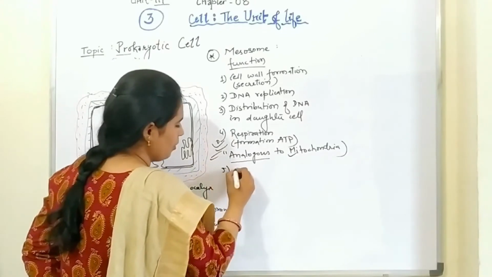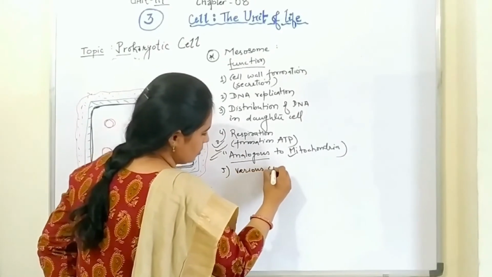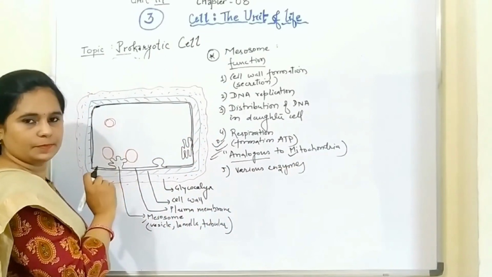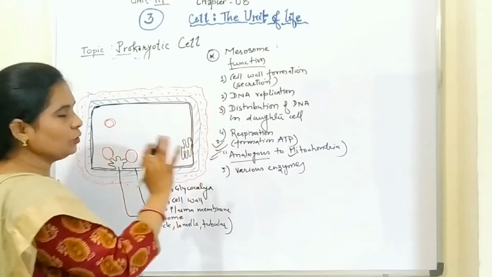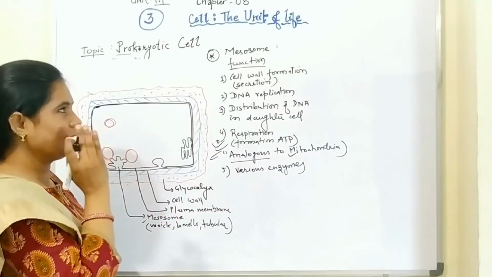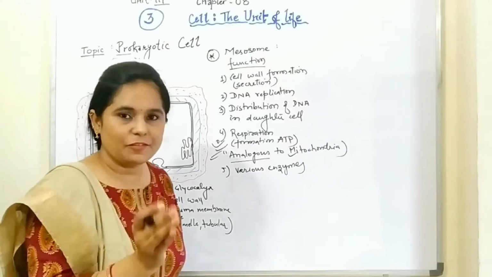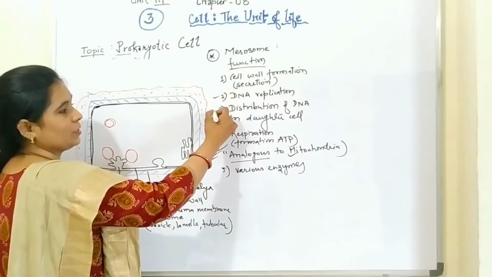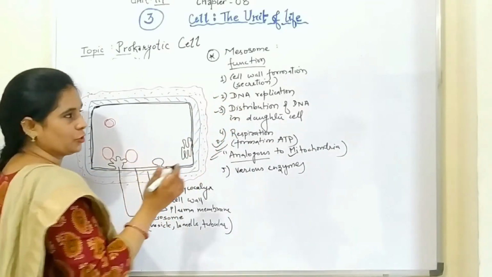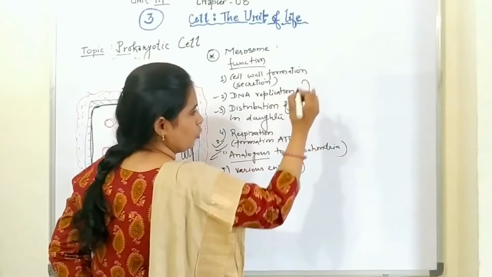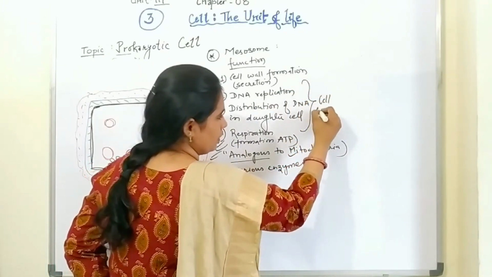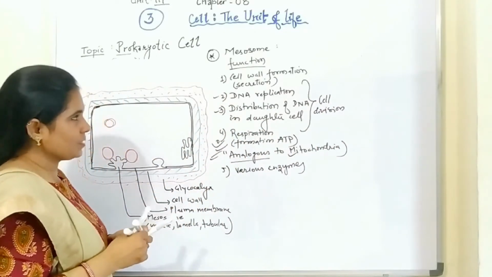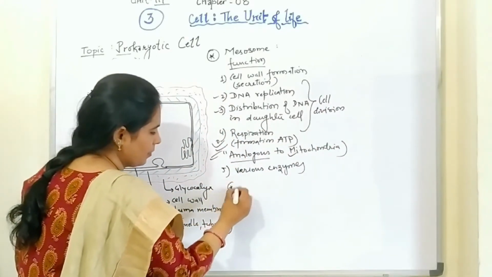And also various enzymes they carry. You will find various enzymes in case of mesosomes. Okay. So, in short, you understood that it is a very important structure. It is the infolding of plasma membrane. It has a very important role in DNA replication and DNA distribution to the daughter cells. So, you will say it has a very important role in cell division. Fine? Okay. So, next is the ribosome.